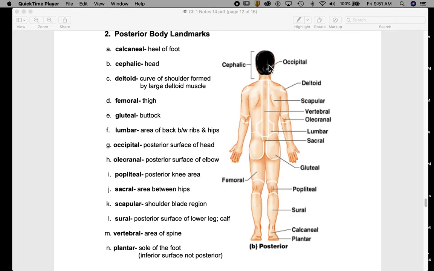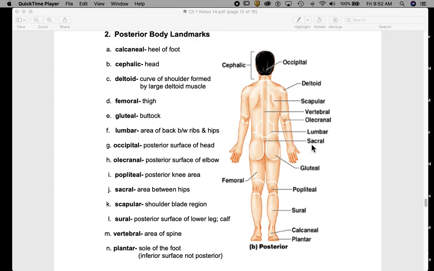Occipital, there's a little bump and bone right here on the lower portion of the skull. It's called the occipital region. Olecranal, posterior surface of the elbow, is right here. There's a process called the olecranon process. So this is called olecranon, the posterior process of the elbow. Popliteal is behind the knee. So remember, patellar was on the anterior. Popliteal is posterior.